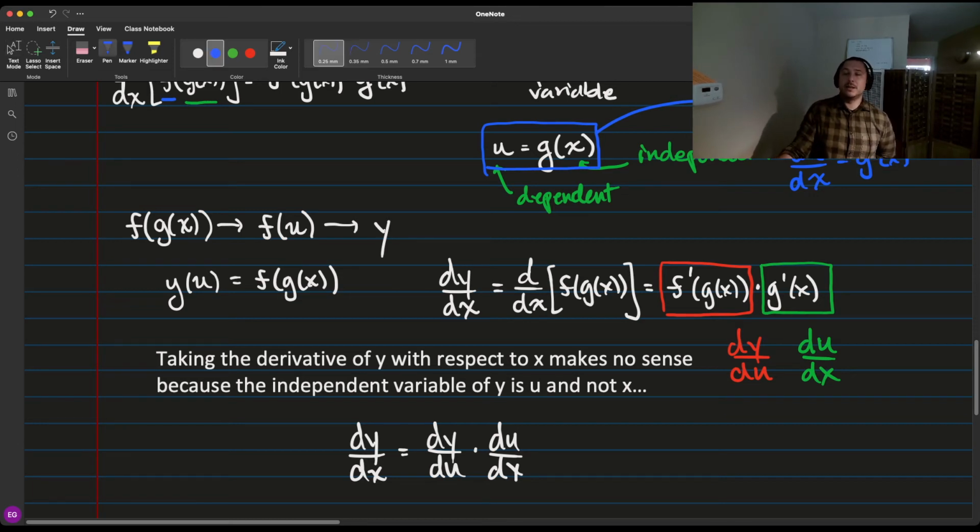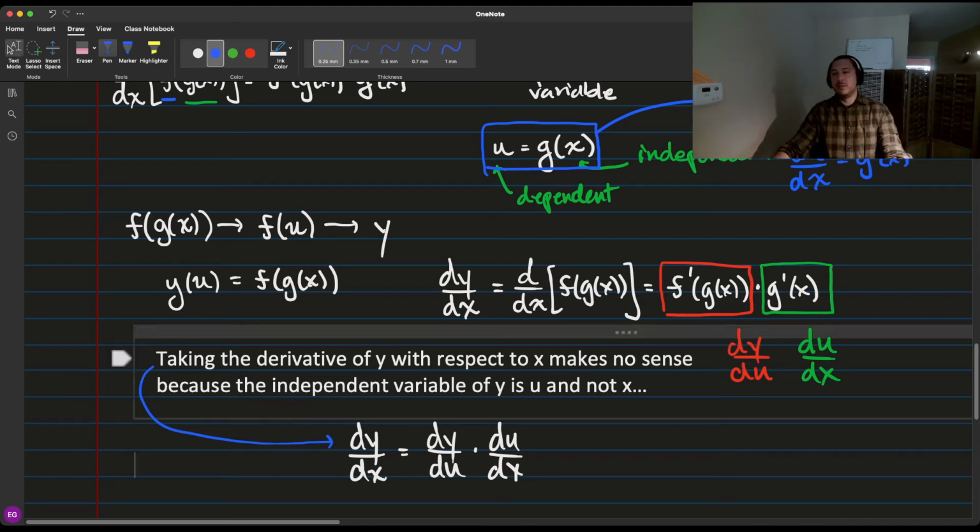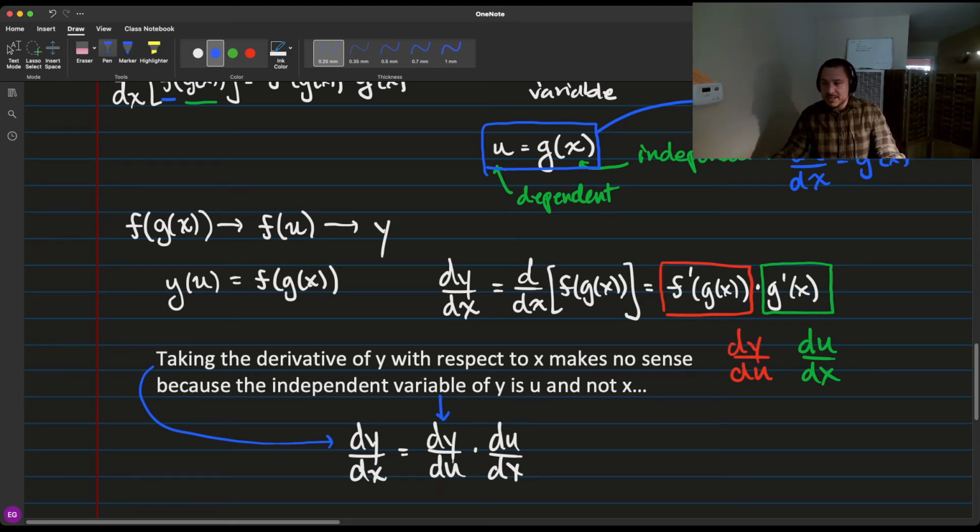Okay, this is weird. y has u as its independent variable, so like what I said up here, it doesn't make sense to take the derivative of y with respect to x, because x is not the independent variable of y the way we've defined it. The independent variable of y is u, which is why it makes sense to take the derivative of y with respect to u. Then, how do you make it in terms of x? You take the derivative of u with respect to x.